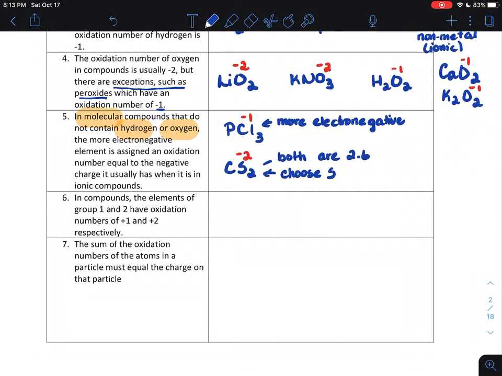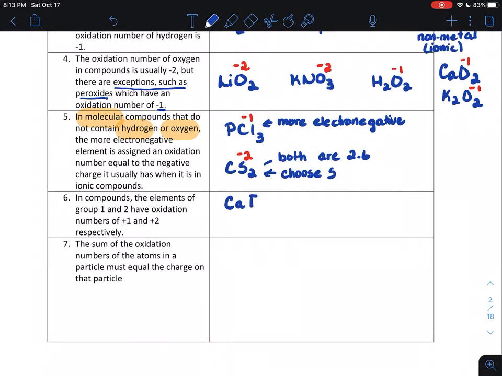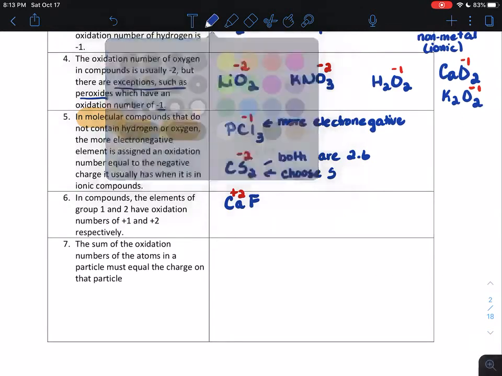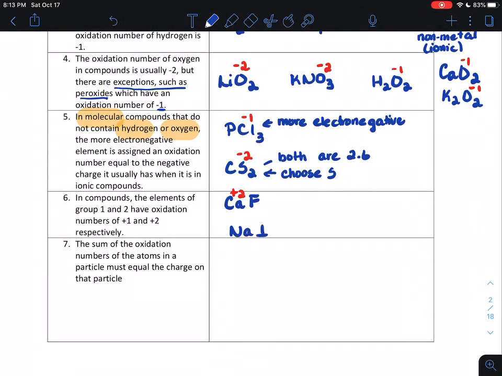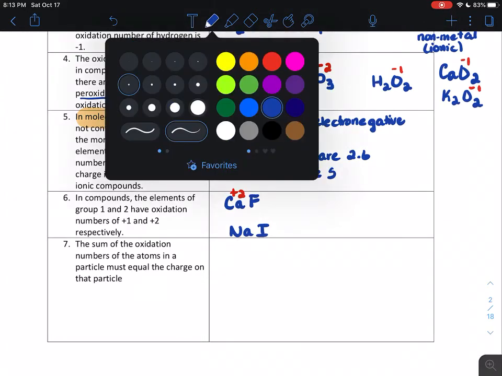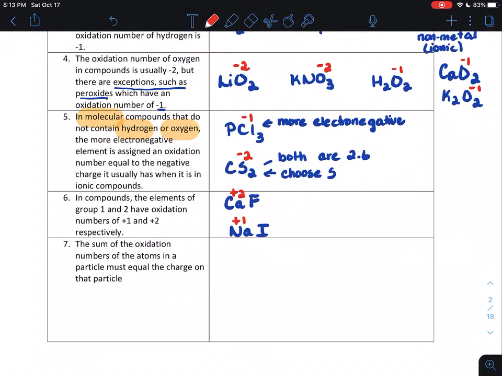And it says in compounds, the elements of group 1 and group 2 have oxidation numbers of +1 and +2 respectively. So I've got calcium fluoride. It's an ionic substance. I should be able to go just on ionic charge, but calcium is in group 2, so its oxidation number is +2. And my second one is NaI. It's going to be my second example. Again, another ionic compound, but sodium is in group 1, so its oxidation number is +1.